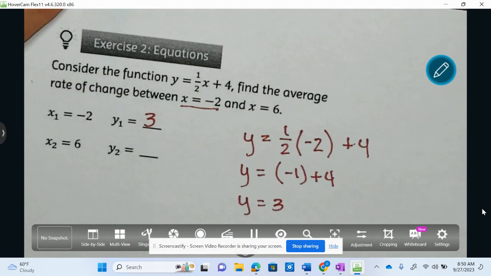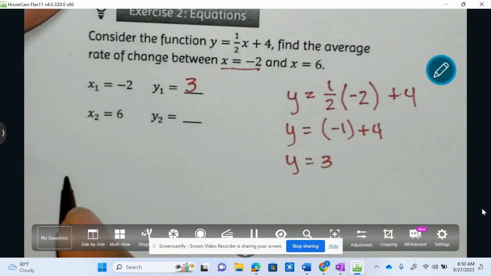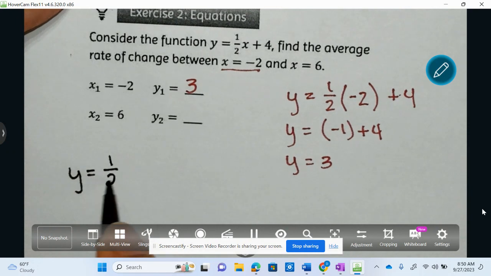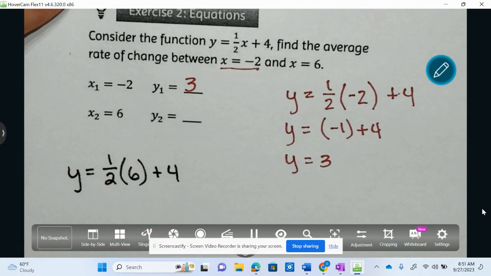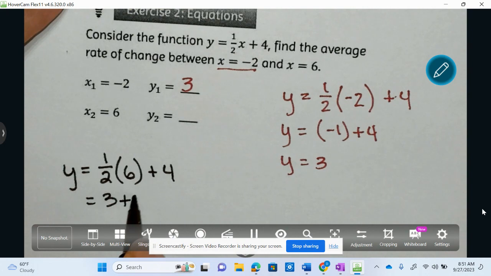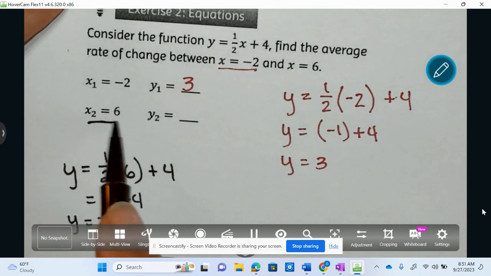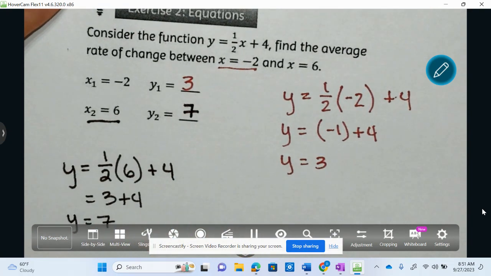So someone tell me what I'm setting up for the next one. Except replace the x with a 6. Thank you. Good job. So y equals 1/2 of 6 plus 4. What is half of 6? 3. What is 3 plus 4? So y equals 7. So when x is 6, y is 7.